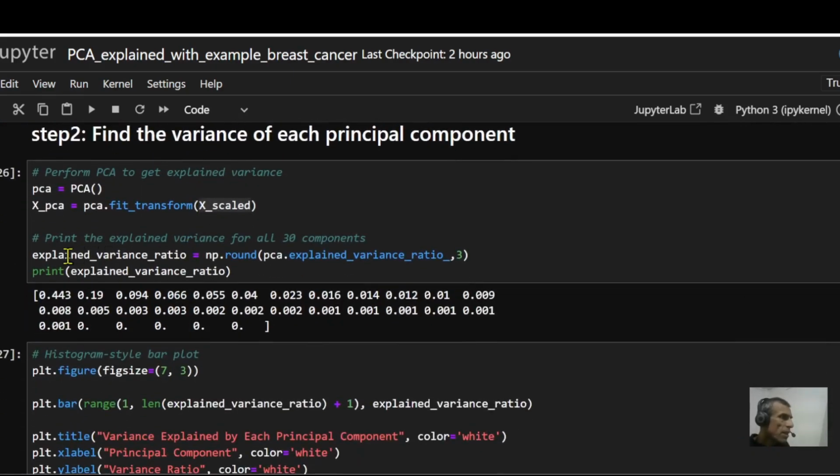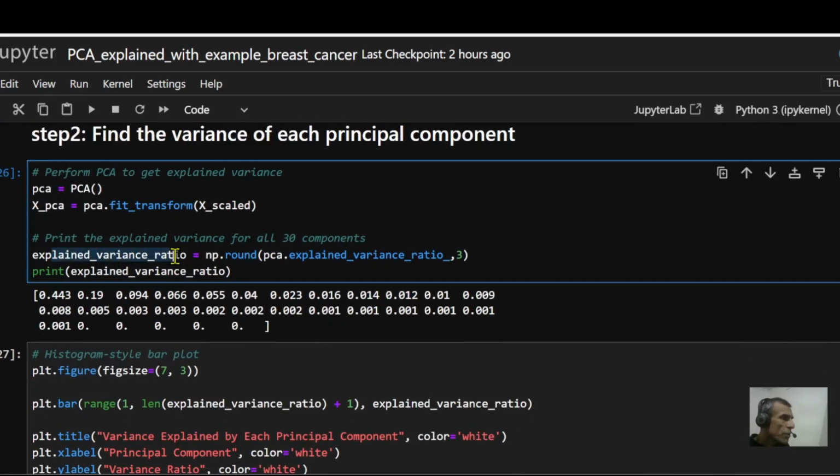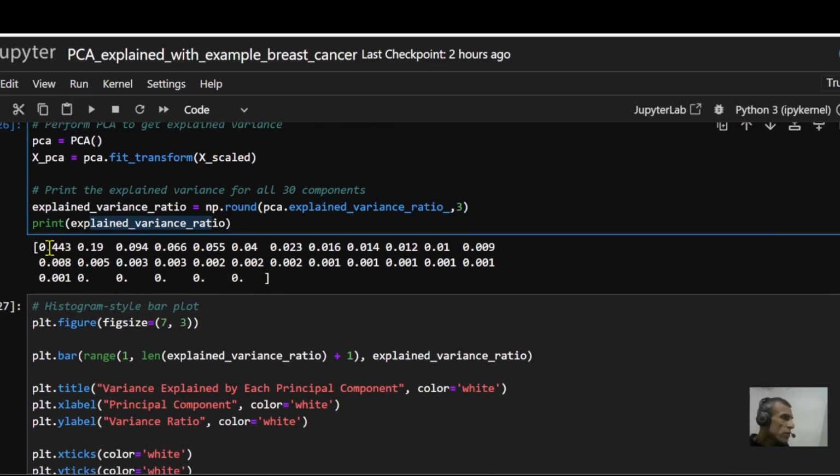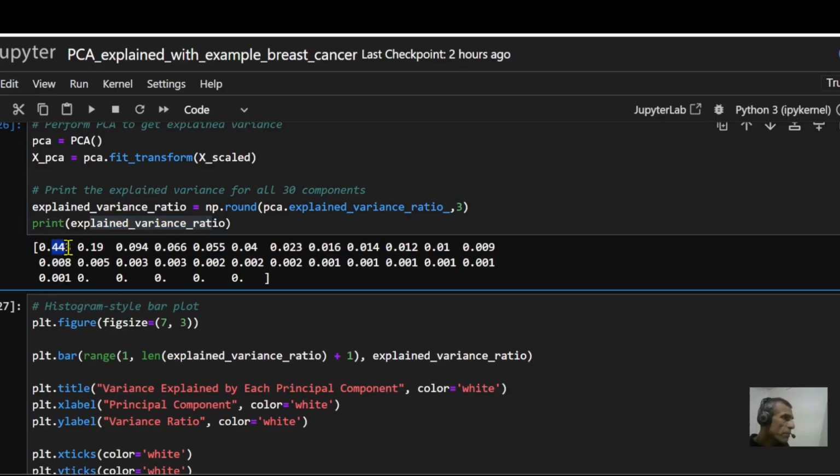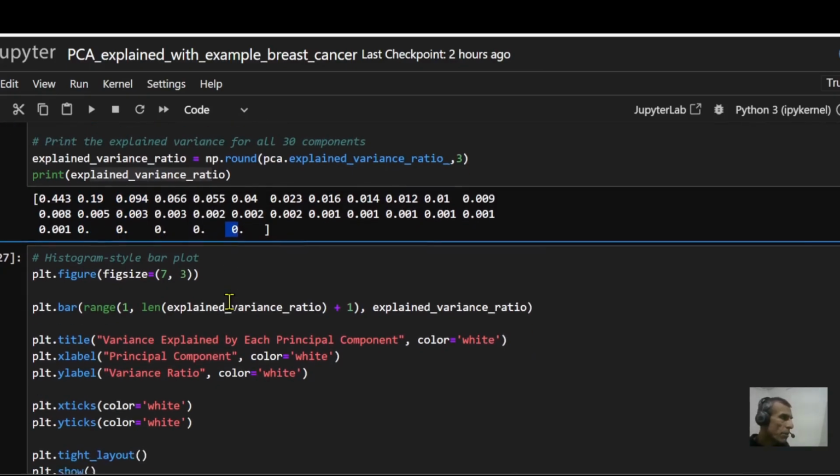Okay. And then you find out your explained variance ratio. I'm rounding off by 3 digits and I'm printing my explained variance ratio. So in this case, the first principal component explains 44.3% of your variance. The second principal component explains 19%, and the third explains 9.4%, all the way up to over here. That would be your 30th principal component.